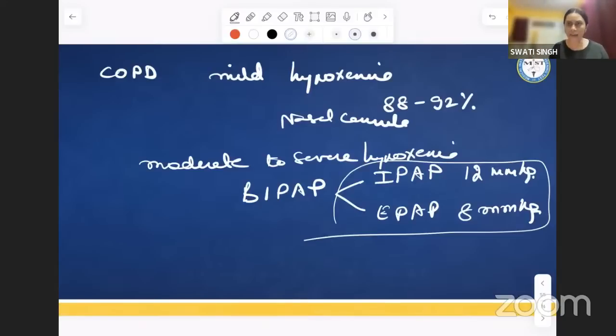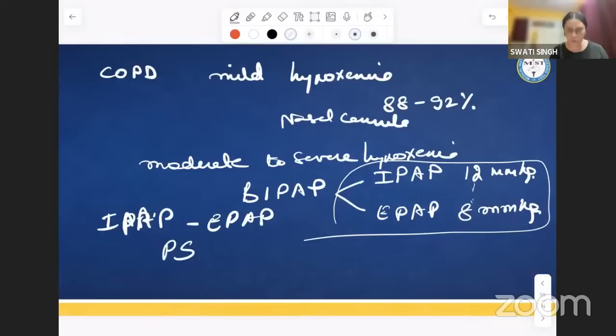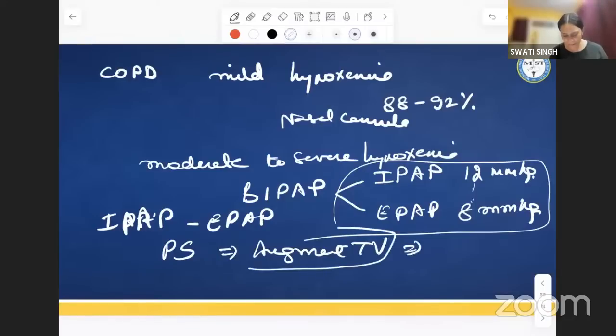If patient tidal CO2 is not decreasing, what we will do is increase this gap, the IPAP minus EPAP. This IPAP minus EPAP is what is called the pressure support of BiPAP, and this would augment tidal volume. So what will happen? If we augment the tidal volume, PaCO2 will decrease. So CO2 will decrease.